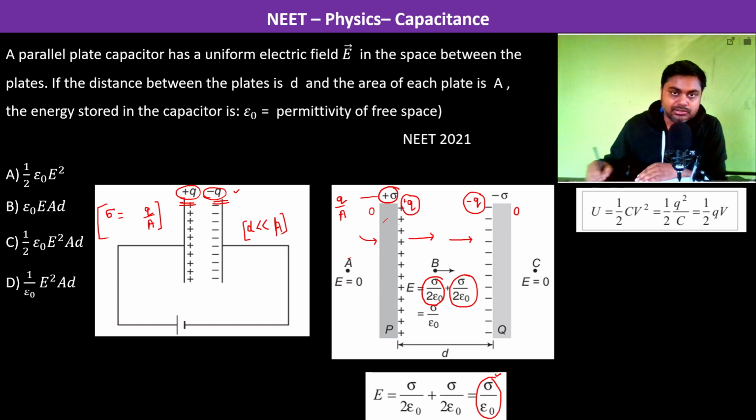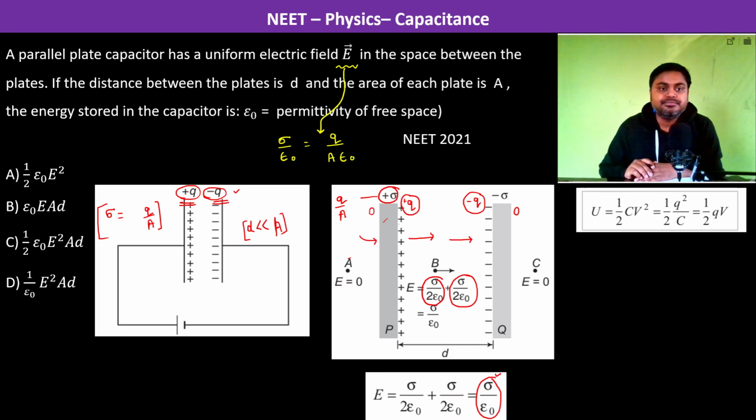So here also we have this electric field. So this electric field is basically sigma by epsilon naught, which is basically Q divided by A epsilon naught. Now the distance between the plates is D, area is A. Energy is stored in the capacitor. So energy stored in the capacitor will be, let us use this formula, Q square upon 2C. So energy stored is Q square upon 2C.